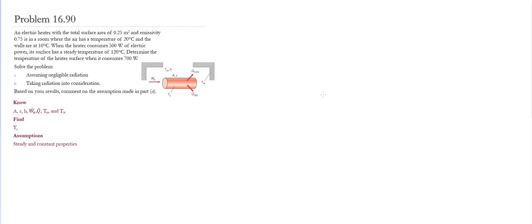Problem 16.90. In this problem, an electrical heater with a total surface area of 0.25 meters squared and an emissivity of 0.75 is in a room where the air has a temperature of 20 Celsius and the walls are at 10 Celsius. When the heater consumes 500 watts of electrical power, its surface has a steady temperature of 120 Celsius. We need to determine the temperature of the heater surface when it consumes 700 watts.